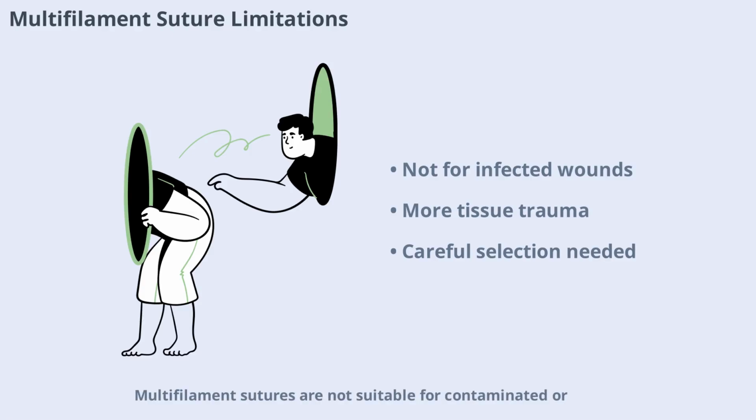Multifilament sutures are not suitable for contaminated or infected wounds due to their potential to harbor bacteria. Their thicker structure can cause more tissue trauma, increasing the risk of complications. Surgeons must carefully select sutures based on wound environment and healing requirements.